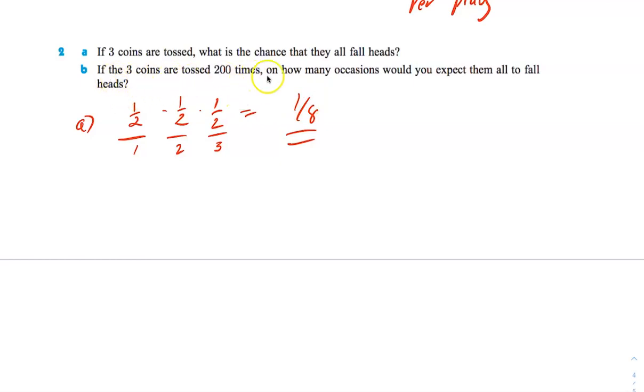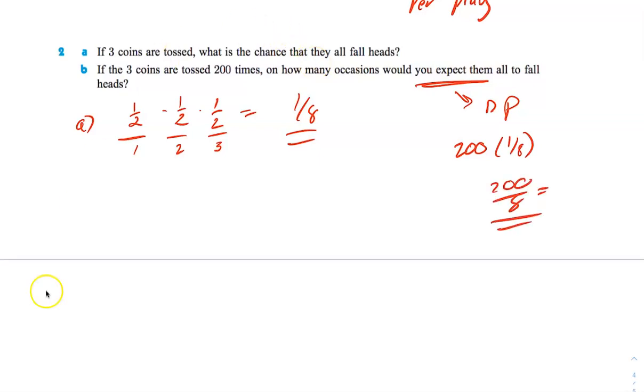B, if 3 coins are tossed 200 times, how many occasions would you expect them to all fall heads? Well, this is just an expected value question, right? That's just n times p. What's my n? Well, 200 times we're tossing it. What's the p? The probability of getting all heads, which we just figured out, 1/8. Classic IB. So, whatever 200 over 8 is, that's the answer. That's the homework.